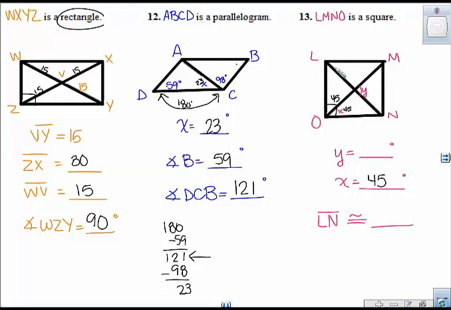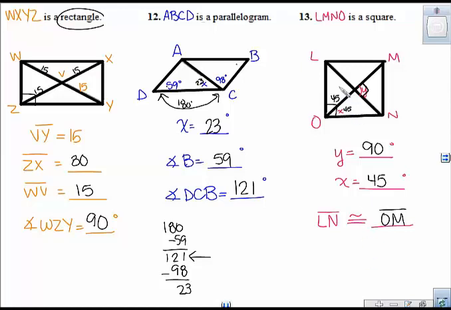Now the diagonals are perpendicular. You should have written that down. Perpendicular means they create a 90-degree angle. So angle Y would be 90 degrees. Now they ask us what segment LN is congruent to. LN is this diagonal, and in a square the diagonals are congruent to each other. So the other diagonal would be MO or OM.